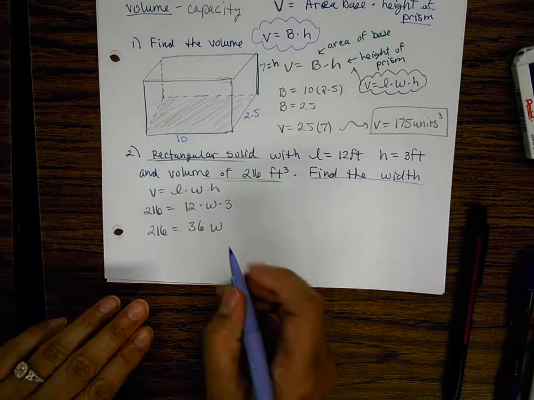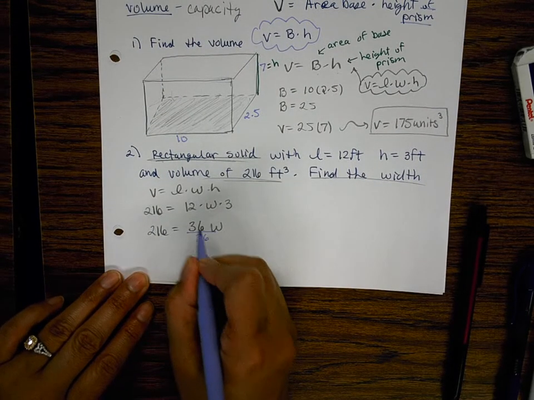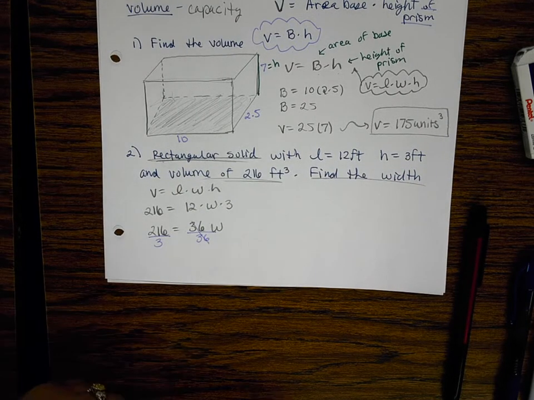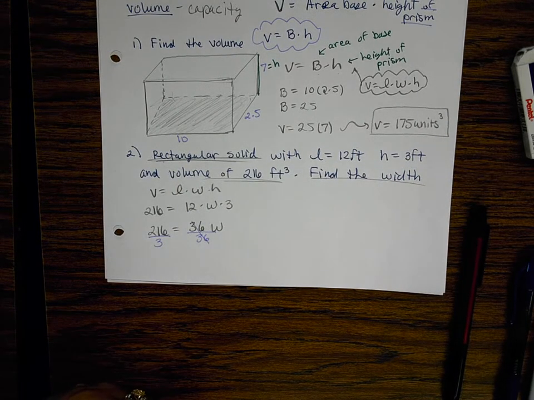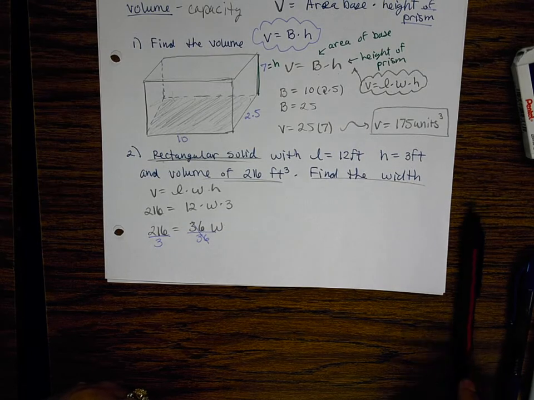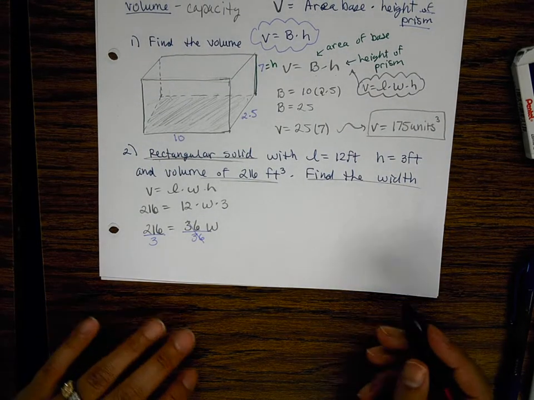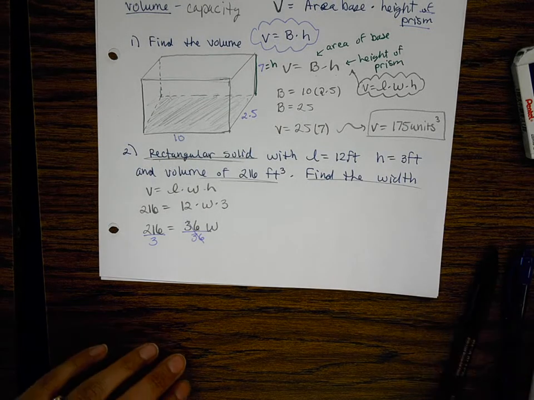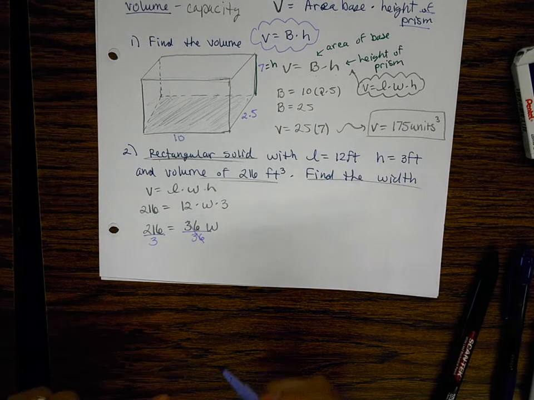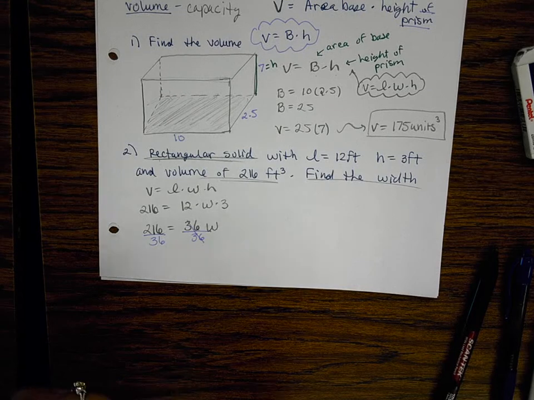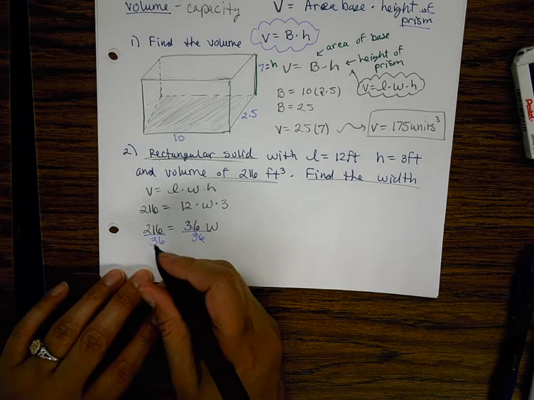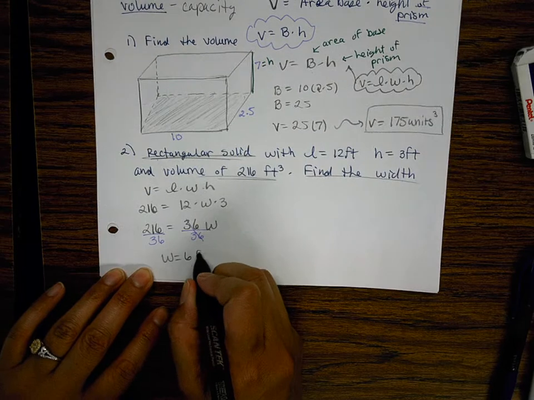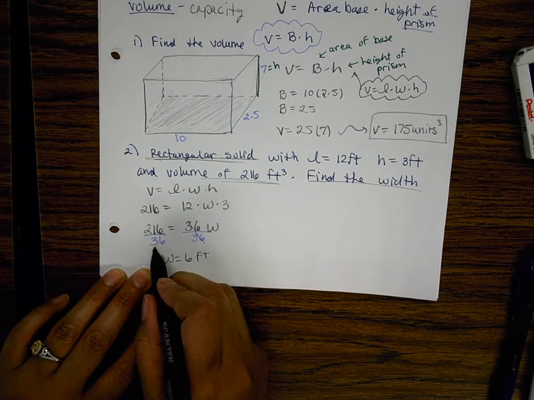Divide both sides by 36. And I got 36 because of 12 times 3. And plug in your calculator. 216 divided by 3, and you end up with 72. I'm sorry, I did that wrong. Not by 3, by 36, and you should end up with 6. 216 divided by 36, and you end up with 6, and the unit of measurement is feet. So the width is 6 feet.